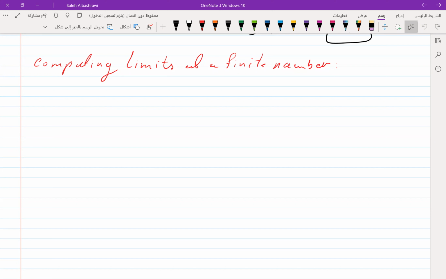Still we are speaking about the limits at a finite number. We discussed this in the previous parts and we gave different types of examples, and also we discussed some of the theorems on how to find the limit at a finite number. So in this part more examples will be given. We start with the example now.